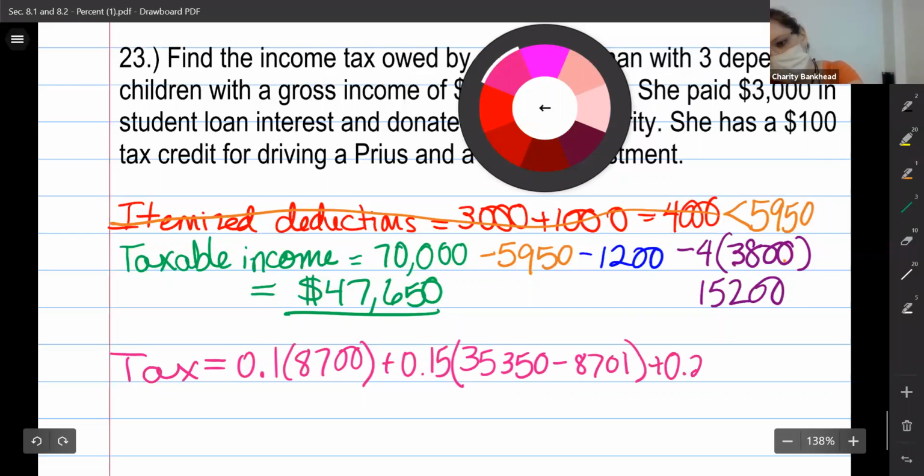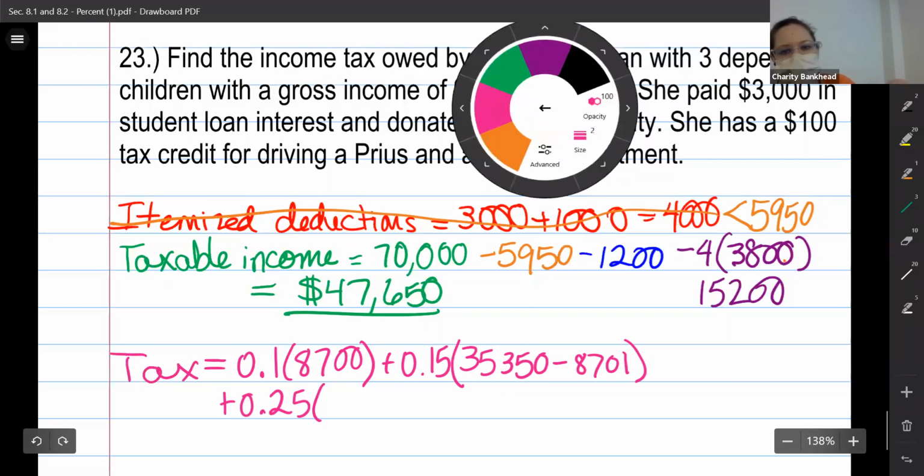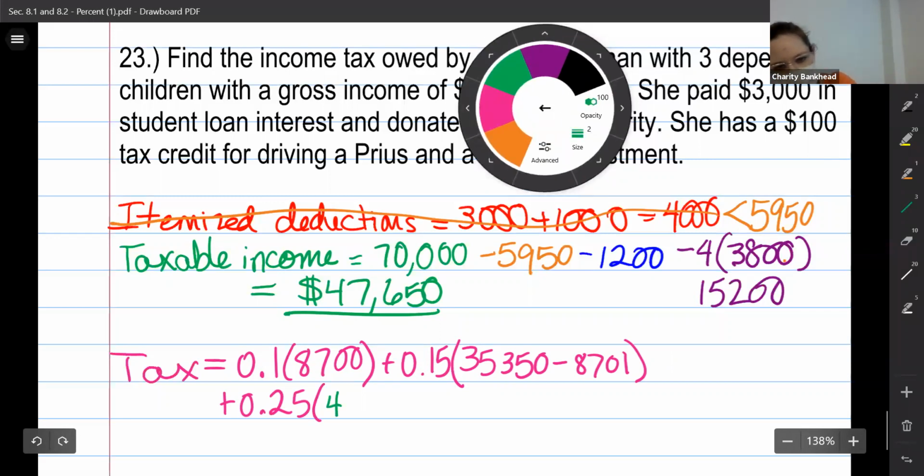Plus 0.25 times her taxable income, which is 47,650 minus 35,351.